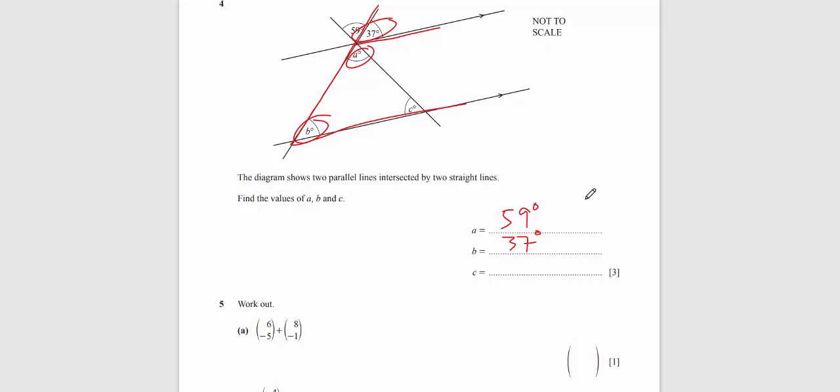Because A plus B plus C is equal to 180 degrees. So C will be 180 minus A minus B, because the total angle for a triangle is 180 degrees. So in this case, our C will be 84 degrees.